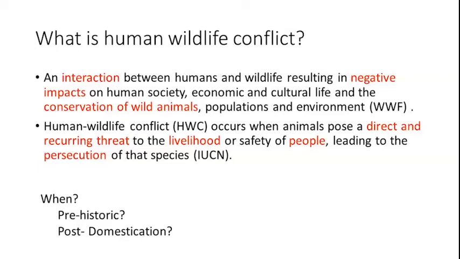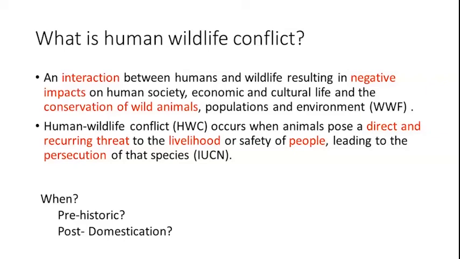For conflict to happen, there has to be interaction. So that is the first operating keyword. The second is, an interaction can be without any result, but it has to be negative. So a negative interaction, an interaction that affects humans. WWF chooses to call it human society and economics, IUCN chooses to call it livelihood. But it has to be a threat to life, livelihood.